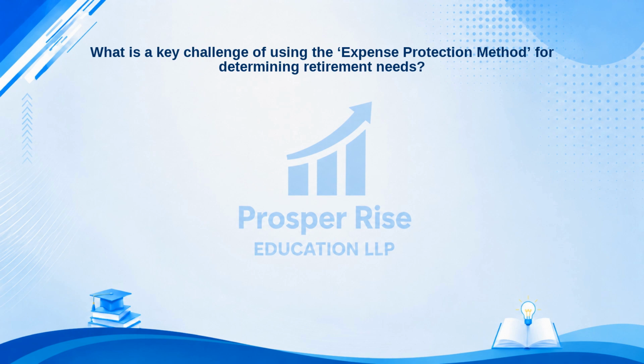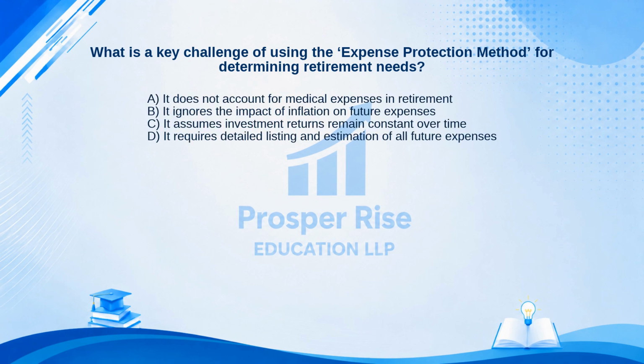What is a key challenge of using the expense protection method for determining retirement needs? Here are your options. A. It does not account for medical expenses in retirement. B. It ignores the impact of inflation on future expenses. C. It assumes investment returns remain constant over time. Or D. It requires detailed listing and estimation of all future expenses.